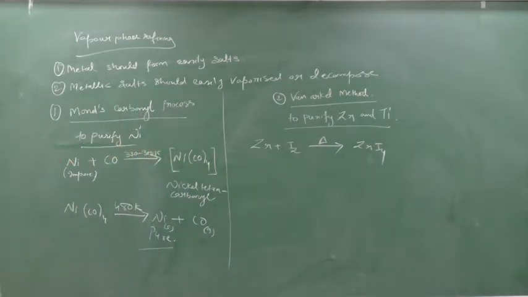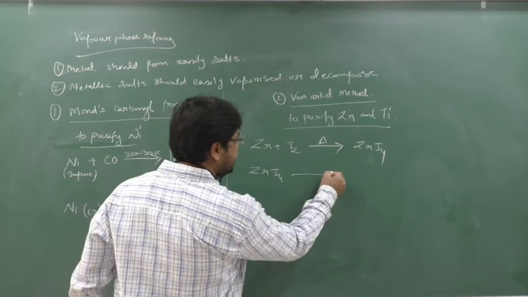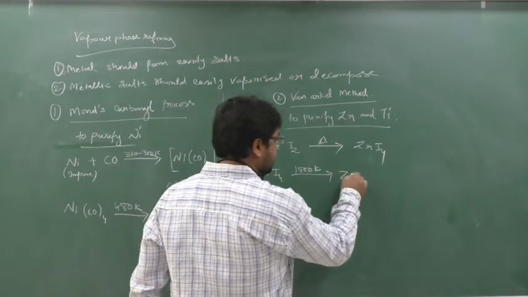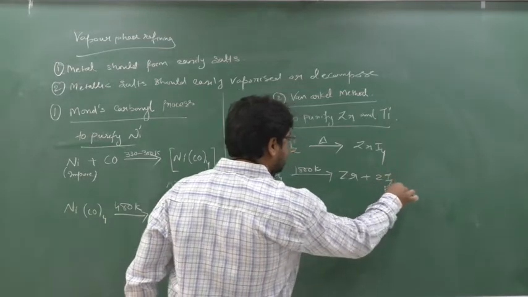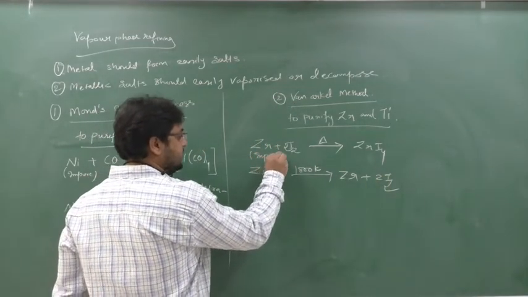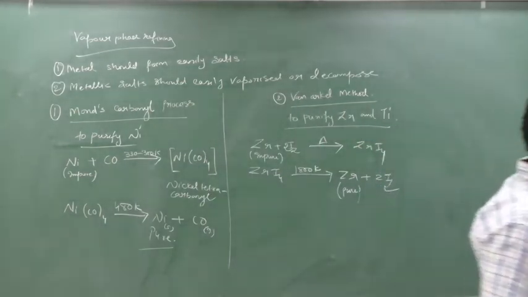Zirconium iodide, ZrI4. Again, this zirconium iodide is heated to nearly 1800 Kelvin. So it will form what? Zirconium plus 2 iodine. Here also 2 iodine. So here zirconium was impure and here zirconium is pure. So this is the method to purify the zirconium metal.